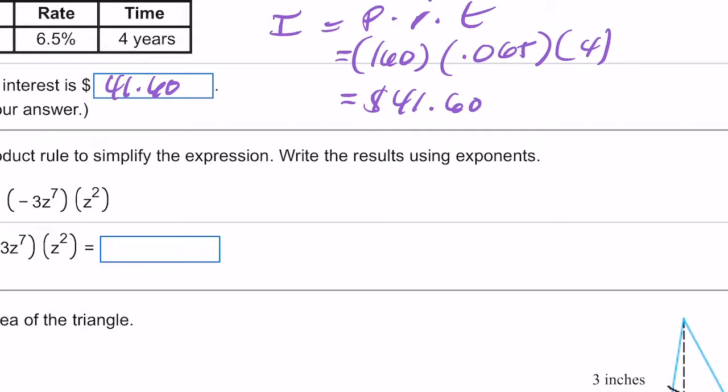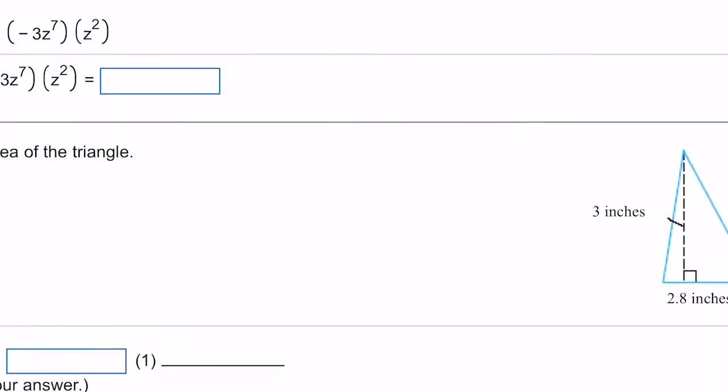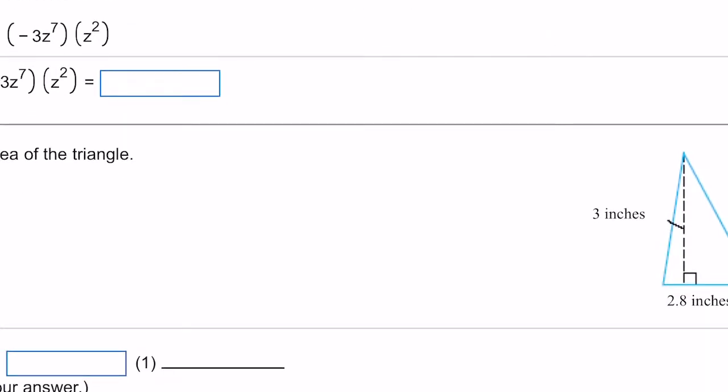For number 52, you're using the product rule to simplify the expression, write the results using exponents. So we're multiplying straight across here. You basically have 4 times negative 3 times 1. So 4 times negative 3 times 1 is just negative 12.